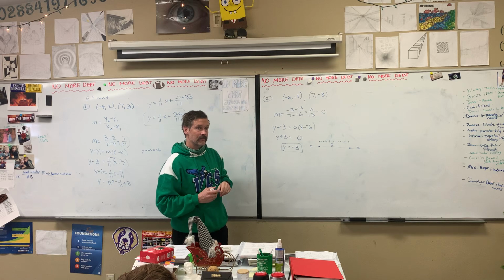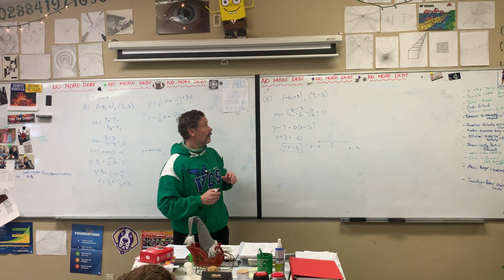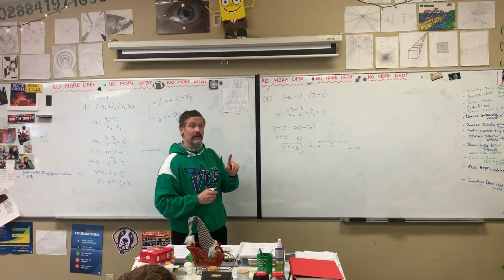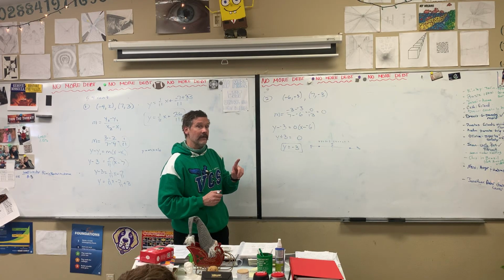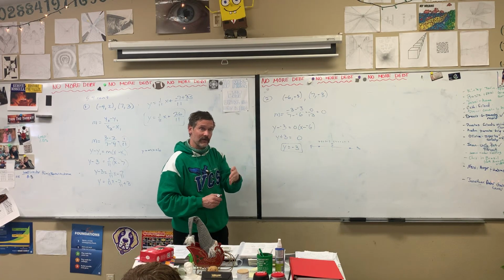So if the 0 would be on the bottom and the 13 would be on the top, then it'd be undefined. Yeah, then your slope would be undefined. And you would have what kind of line? When the slope is undefined, it's a vertical line.